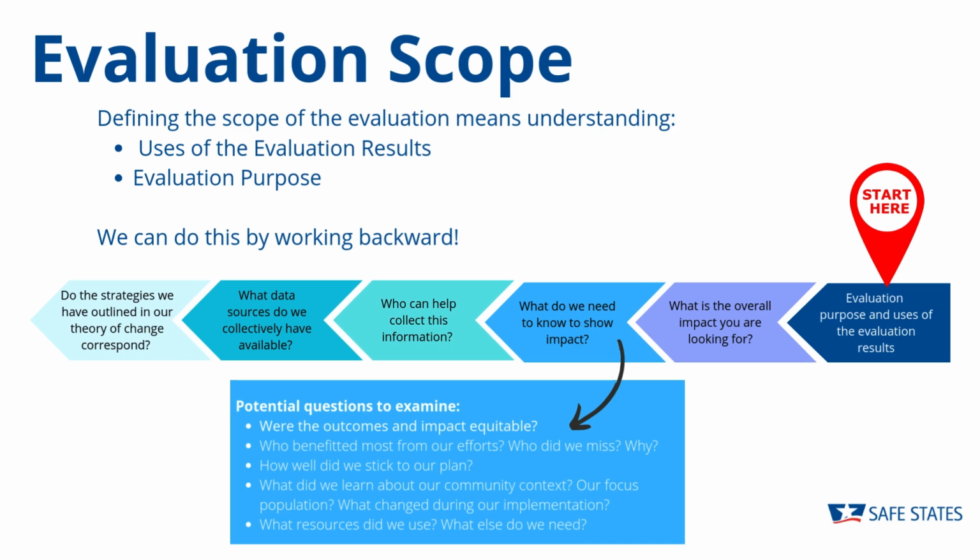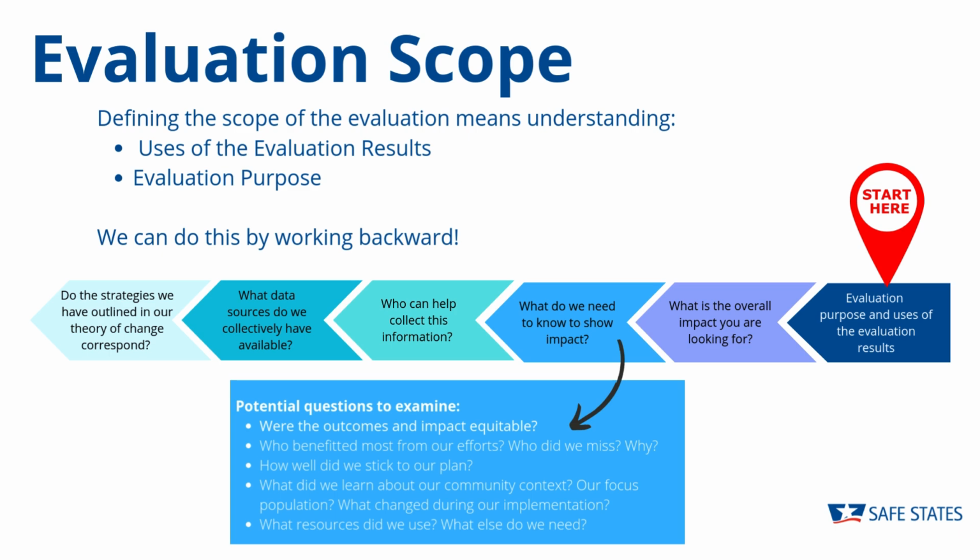Defining the scope is best done by working backward. Start by thinking through the ultimate purpose of your initiative and the evaluation. Then, use that information to help you determine the scope. What is the overall impact you are looking for? An example might be connectedness among youth in your community. What do we need to know to show this impact?